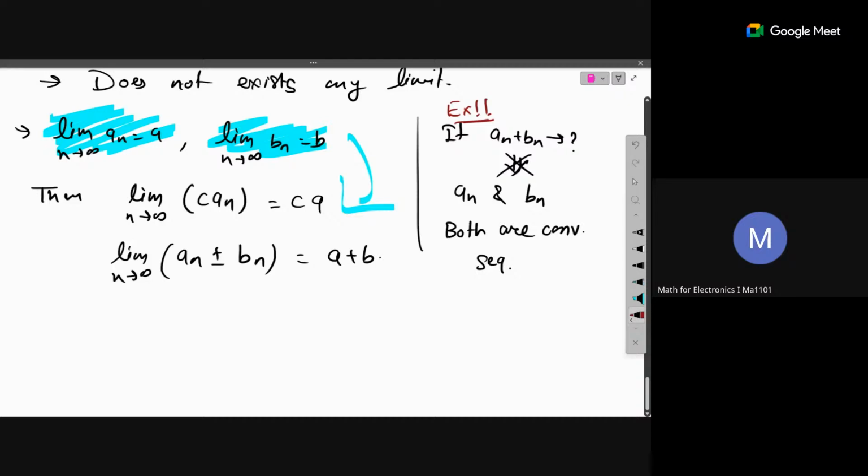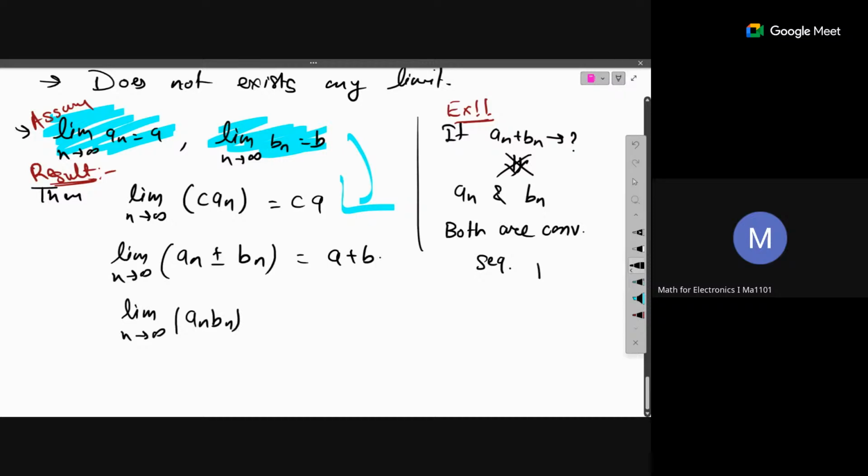So that's why for this rule, first assume this, and then this is your result. If you don't assume that an and bn are convergent sequences, then these results may not always hold. The third point is the multiplication, that limit n goes to infinity of an bn.